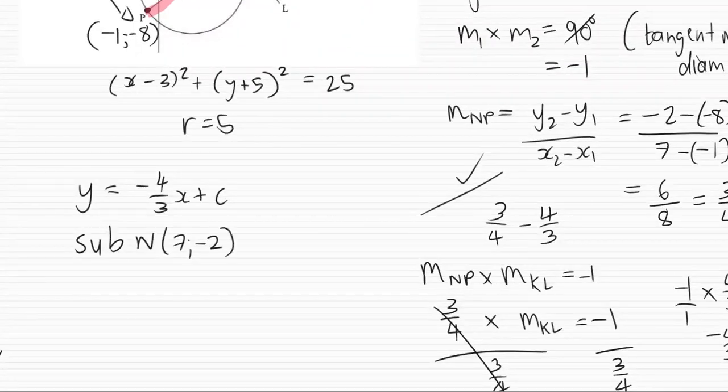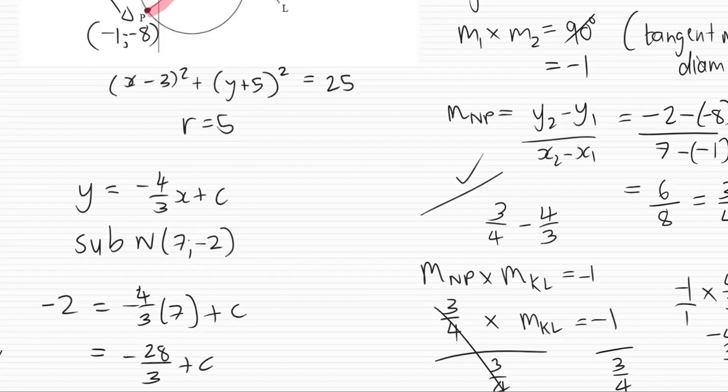Seven, -2. So sub in the y: -2 equals -4/3 times 7 plus c. -4/3 times 7, 7 times 4 is 28, divided by 3. Let's just check that on the calculator. 4/3 times 7. All right, -28/3 plus c equals -2. We just simplified that a little bit.